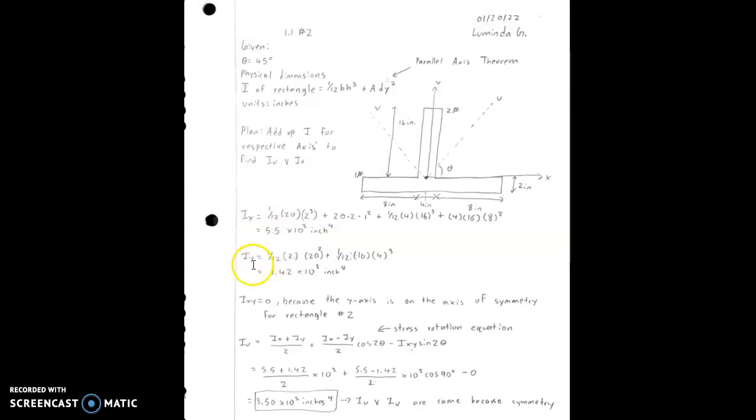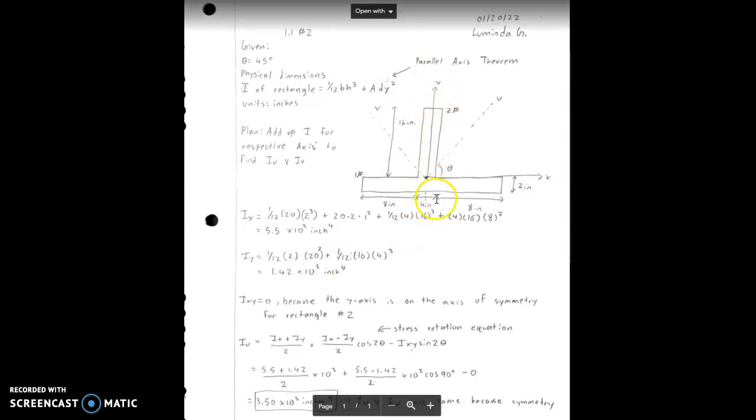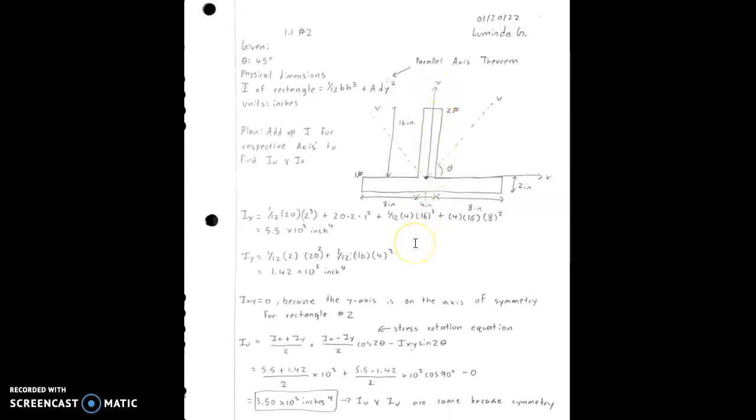Now we find the moment of inertia along the y. The y is pretty straightforward. We don't actually have to use the parallel axis theorem because the rectangles are along our axis here. So it's not like it's offset. And so we get these two values here.